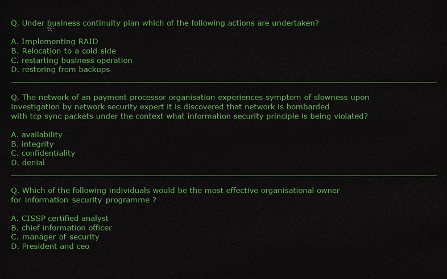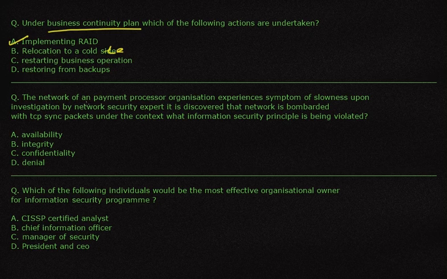Next question. Under business continuity plan, which of the following actions are undertaken? Implementing RAID, relocation to cold site, restarting business operation, restoring from backups. The answer to this question is implementing RAID. Under business continuity planning, you implement the technologies or the measures which will help you ensure the continuity of a business. So the answer to this question is implementing RAID.